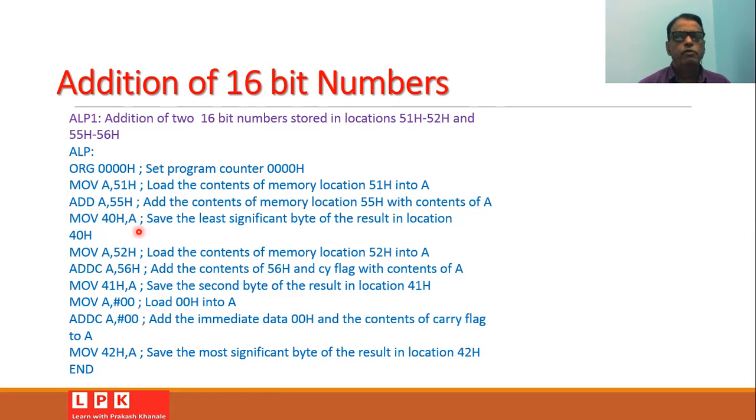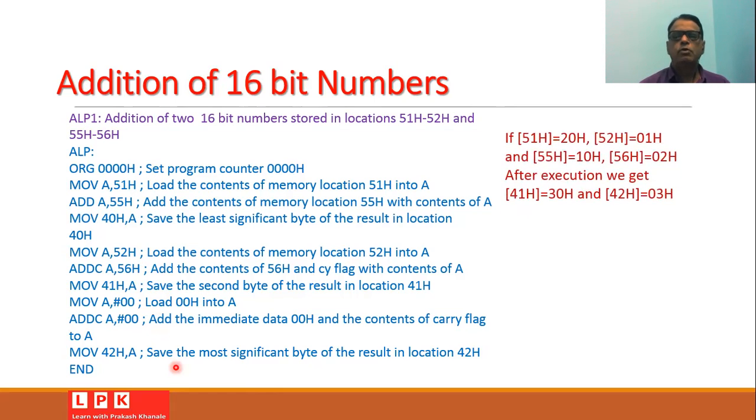Then we will load the content of memory location 52 into A, and then we will add the content of 56 and the carry flag to the content of A by using this instruction, ADDC A, 56. And then we will save the second byte of the result in the location 41H by using this instruction, MOV 41H, A. Then we will load 00 into A, we will add the carry, and we will save the most significant byte of the result in the location 42 hexadecimal.